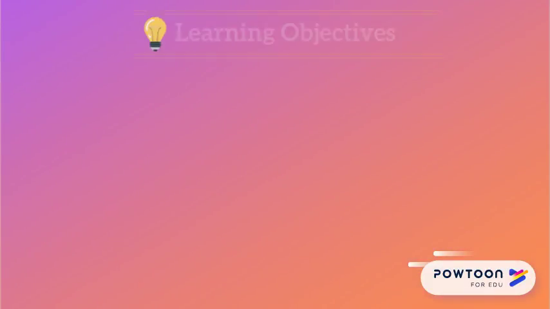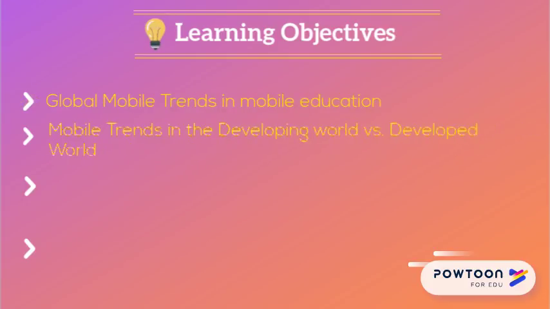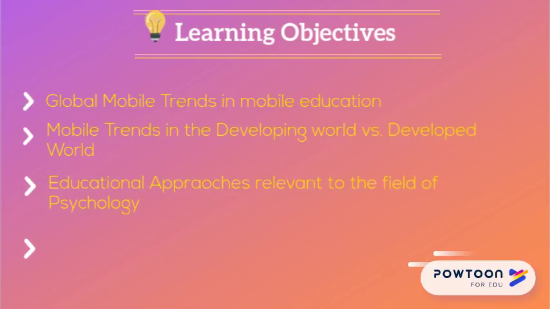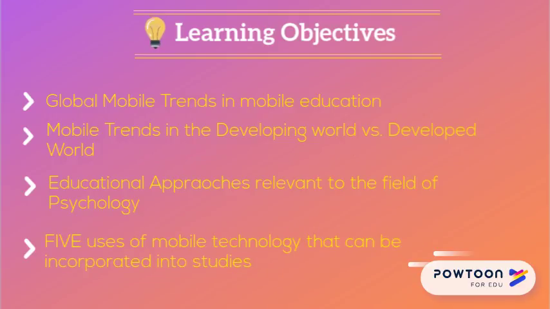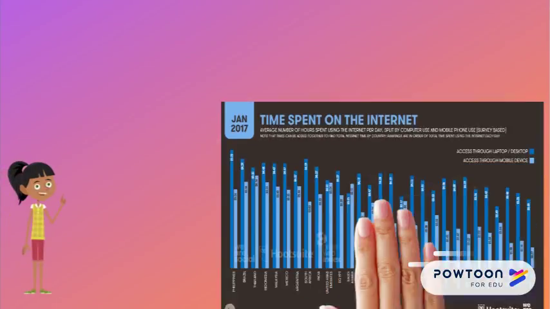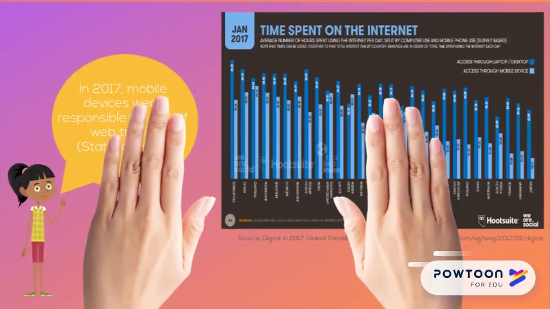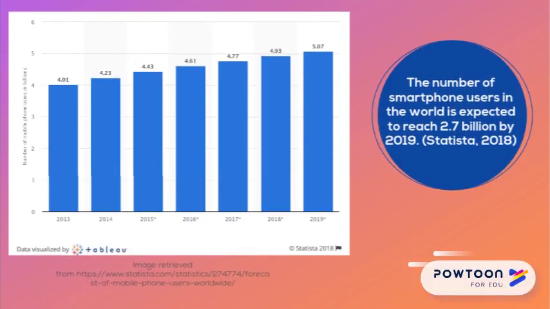In this short video, we will explore global mobile trends in the developing world and the developed world, educational approaches relevant to the field of psychology, and finally, 5 uses of mobile technology and how they can be incorporated into studies. In recent years, mobile devices have become increasingly popular due to internet connectivity and social media. The number of smartphone users is expected to grow by 2.7 billion by the year 2019. However, due to the rapid demand and development of mobile devices, the issues for affordability and affordances have arisen.